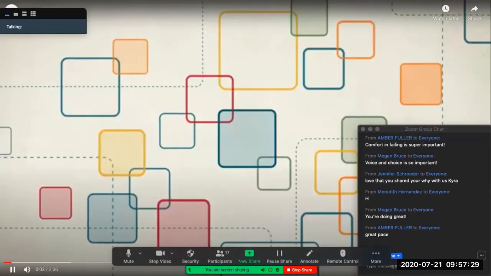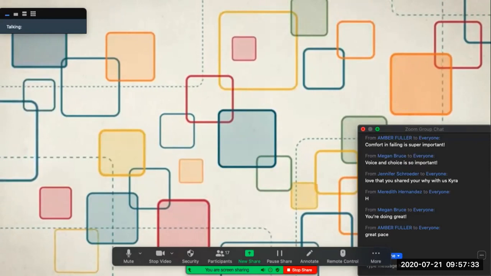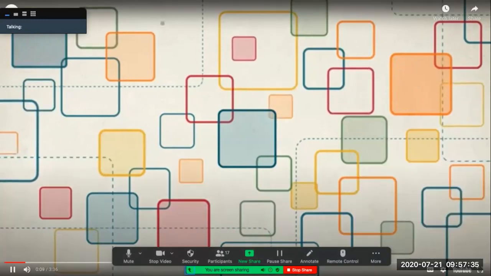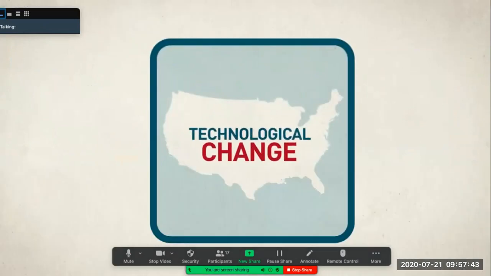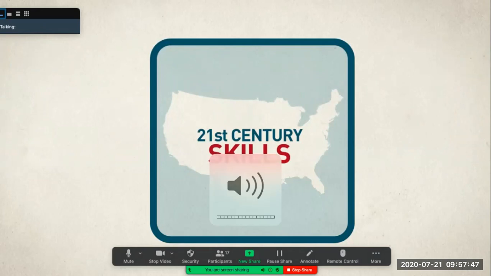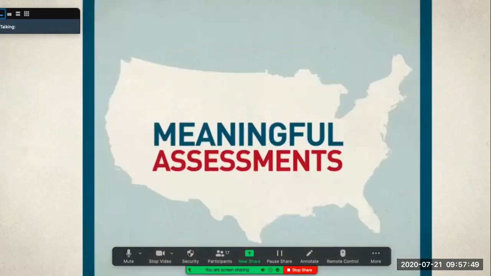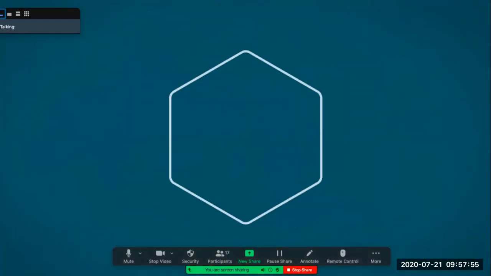Learning today happens anywhere and everywhere. It happens in the classroom, on the job, in the community, and online. We can no longer think of learning in one way. Today's social and economic challenges require learning that engages students, keeps pace with technological change, teaches 21st century skills, and provides meaningful assessments of our learning. How do we recognize and value the way we learn today? What if we used badges?